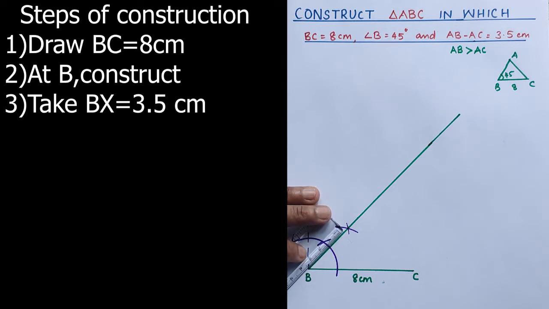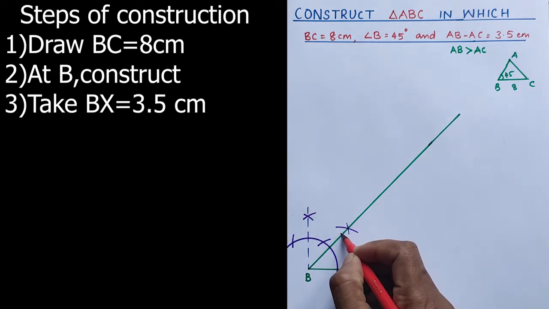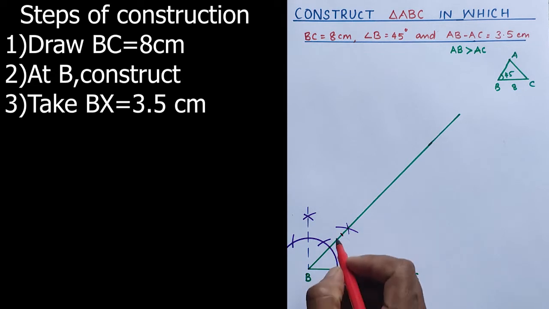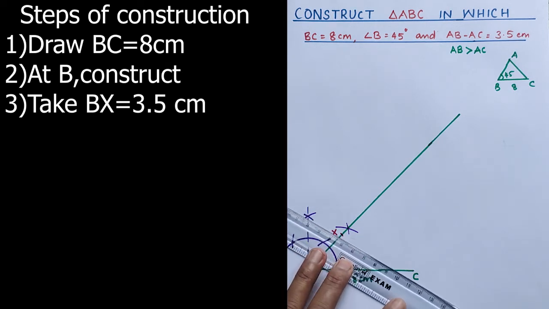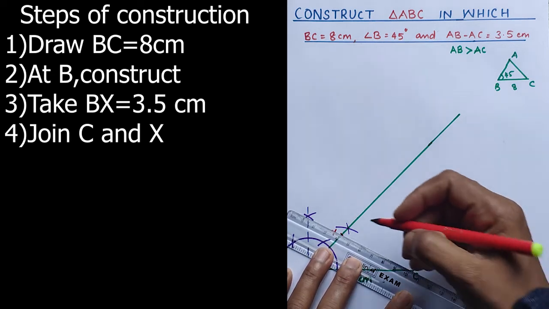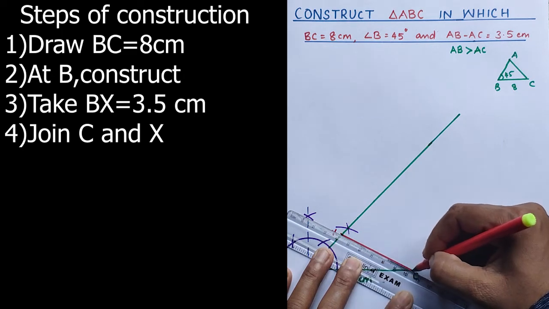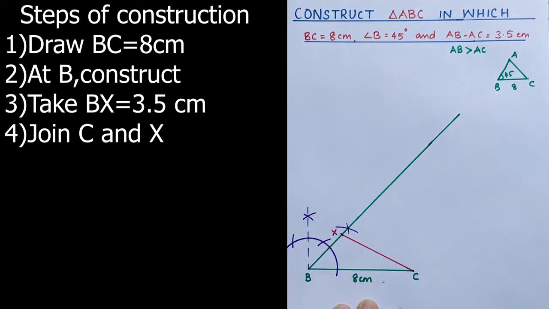With a scale or compass you can take that. So here it comes. AB minus AC comes here. So we can take that point as X. Then join C and X. Same method like AB plus AC. Then in that case also we bisect CX.